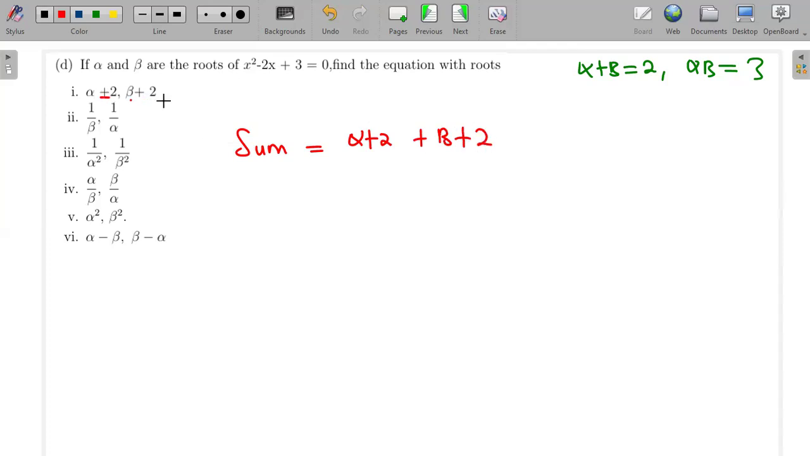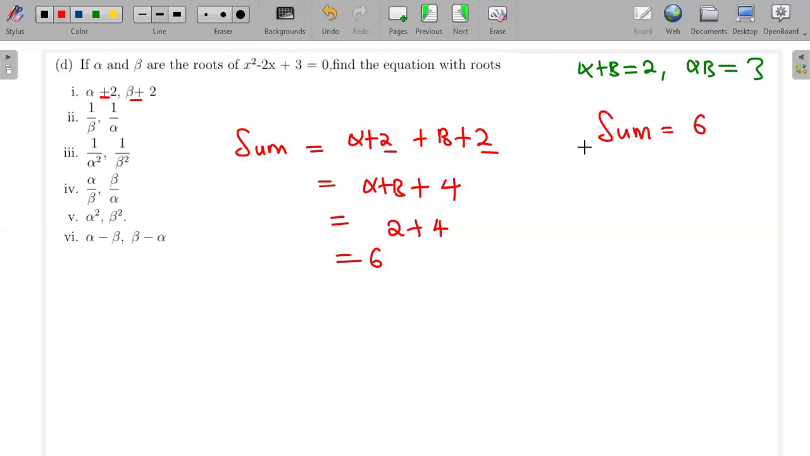We're just adding these two roots. So this will give me alpha plus beta plus 2 plus 2, so that will be 4. So this will just be equal to... Okay, so alpha plus beta, we have the value there, which is 2, and then plus 4, that will just be what? 6. So the sum of the roots in part 1 is giving me 6.